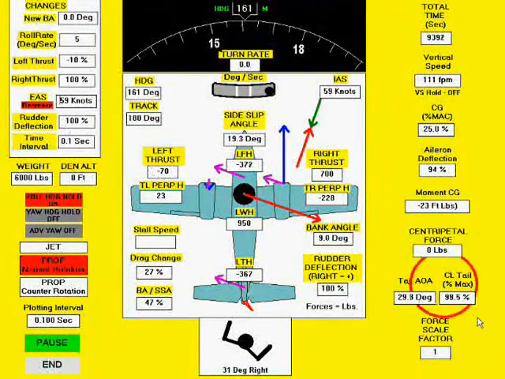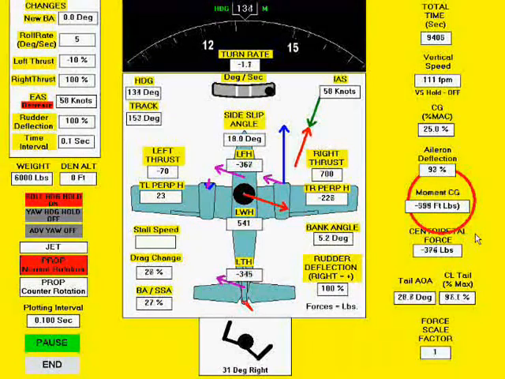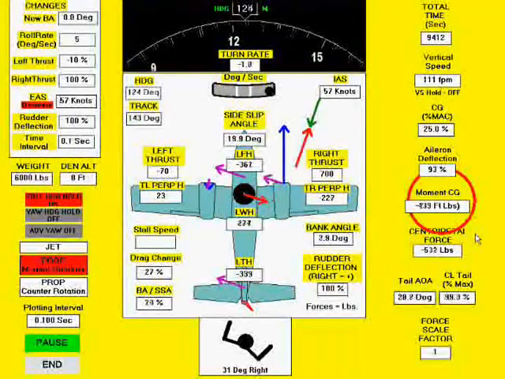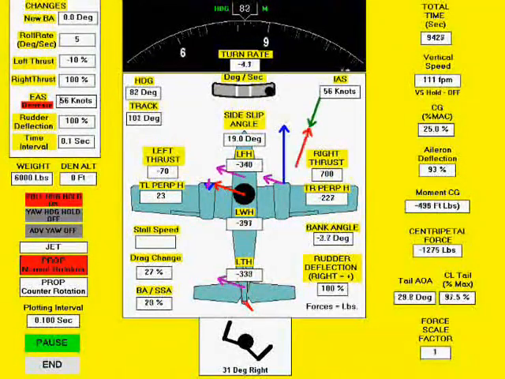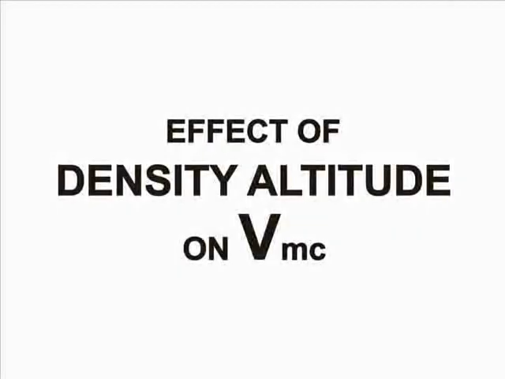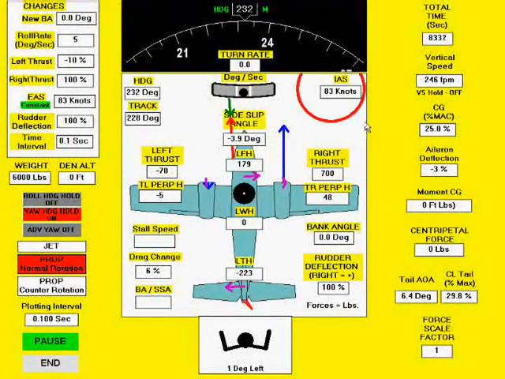A further reduction in airspeed causes the tail to stall, resulting in a large moment about the CG and an uncontrolled rate of turn. Density altitude reduces maximum thrust on the operating engine, and therefore has a significant effect on VMC. This effect is extremely important when doing VMC demonstrations. Beginning with a VMC value of 83 knots with wings level at sea level density, we will now find VMC at a density altitude of 8,000 feet.